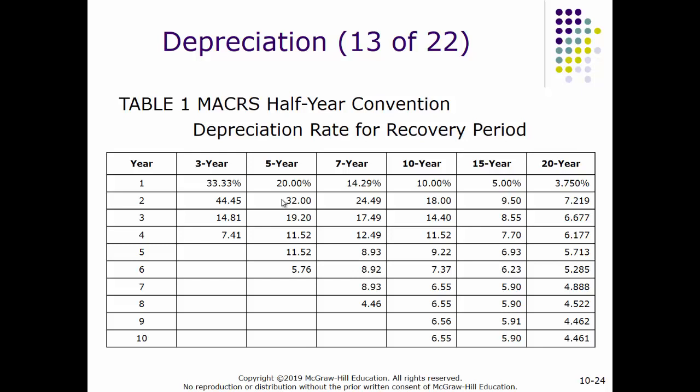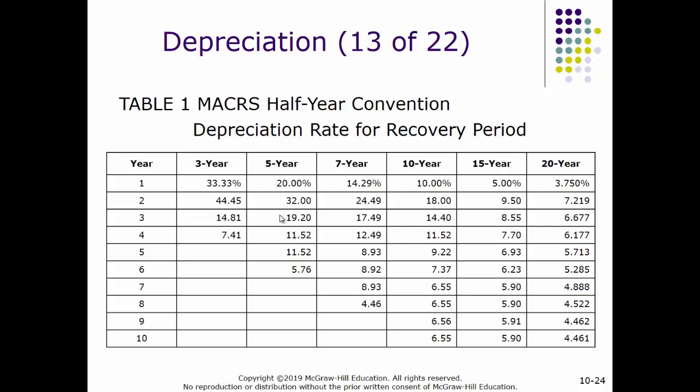Now, what happens if we dispose of an asset before the 5-year life, let's say we dispose of it in year 3? This 19.2 is a full year depreciation, and the rule for half year says we have to take half a year's rate in the year that we dispose of it. So we would have to know as a tax preparer to take 1/2 of the 19.2 and multiply that by the initial basis to get the depreciation.